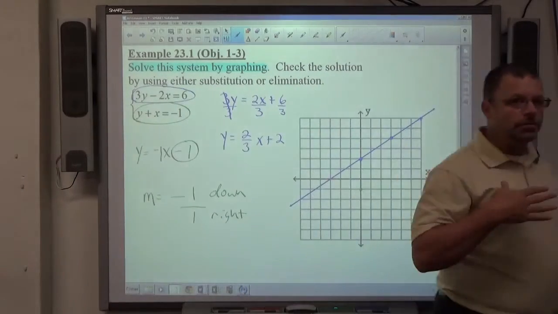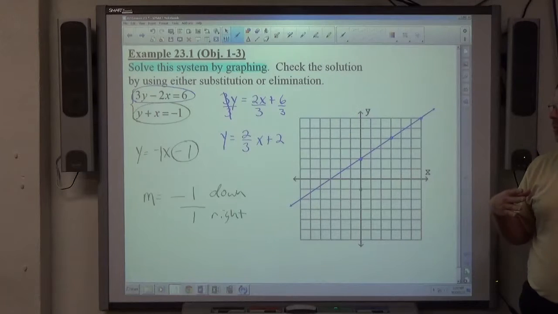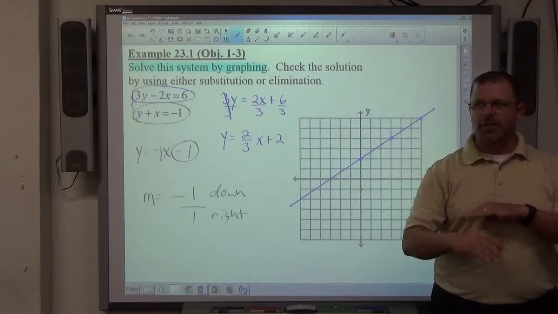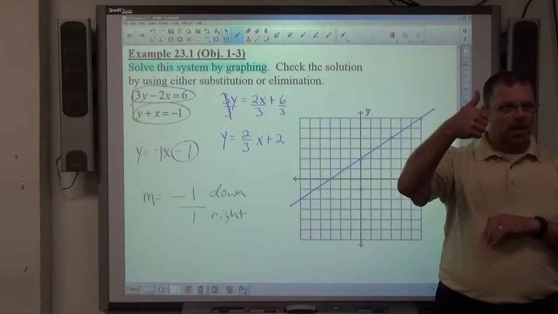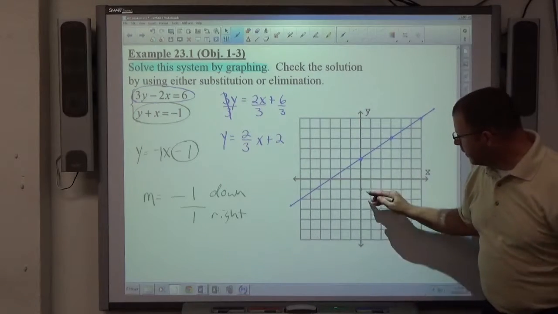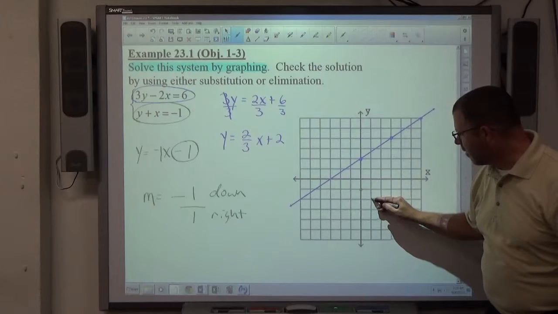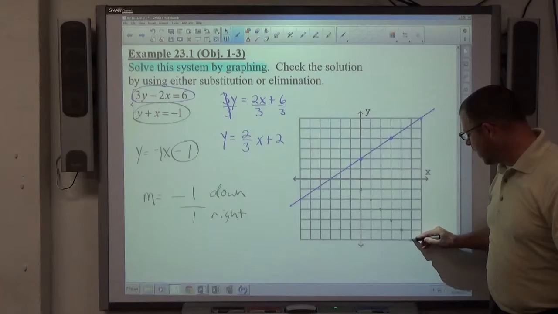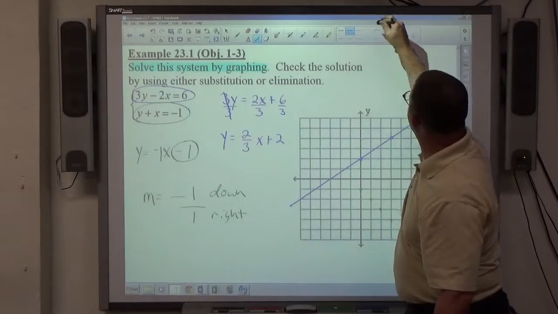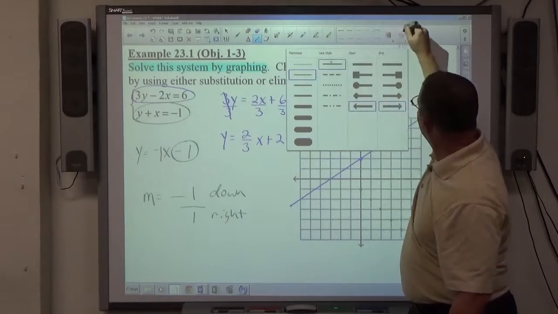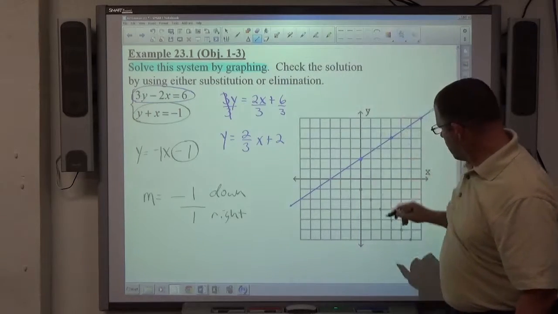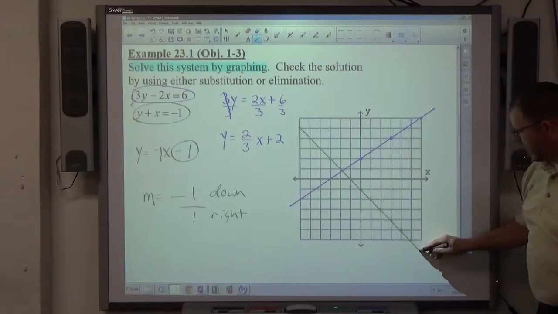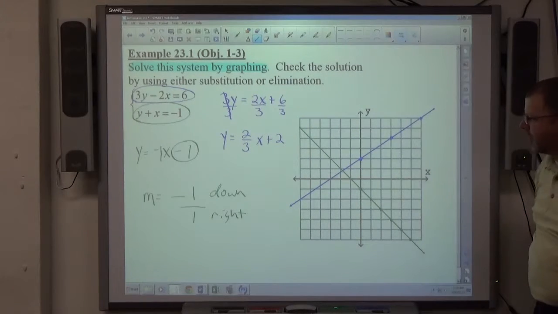For my purposes, graphing specifically, I always make sure the bottom number is positive, so I'm always going right. Then I just have to worry about up or down. Positive up, negative down. So negative 1, down 1, positive 1, right 1. Down 1, right 1, and so on. And we connect these dots with a nice line, and we get the other line. So that green line there represents the other line.